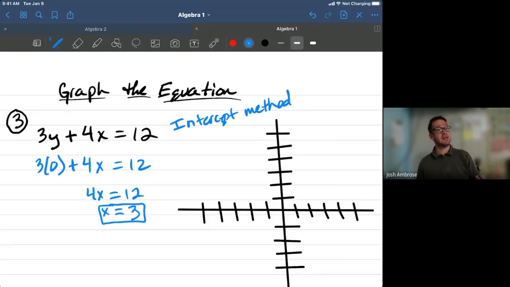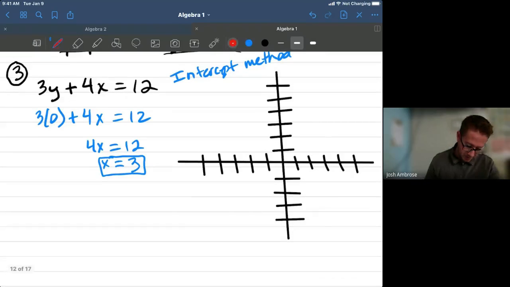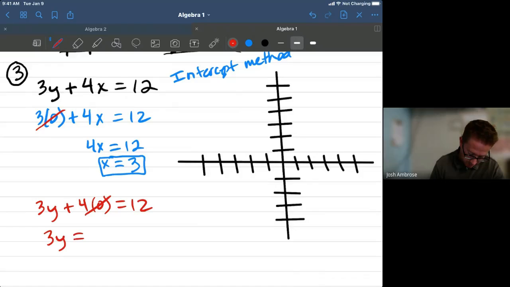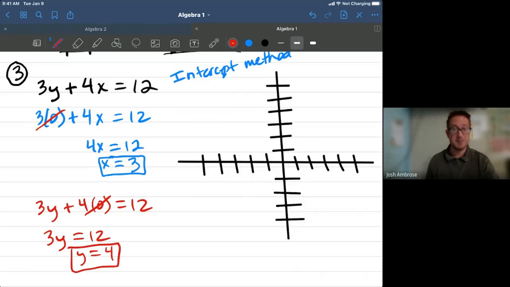Okay, now we're going to do the exact same thing, but in this case, we're going to solve for y. So let's write 3y plus 4 times 0 equals 12. Now, one thing to remember, the 3 times 0, that cross out. Same thing, 4 times 0, that cross out. So what are we left with? 3y equals 12. Y equals 4. That is my y-intercept. Don't forget, there's the y-axis, there's the x-axis.